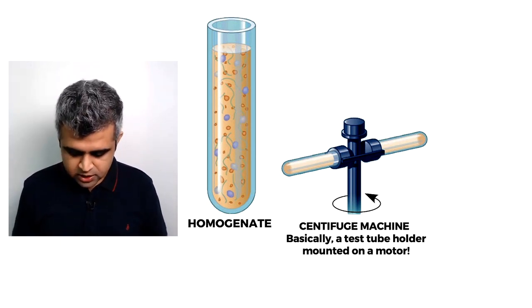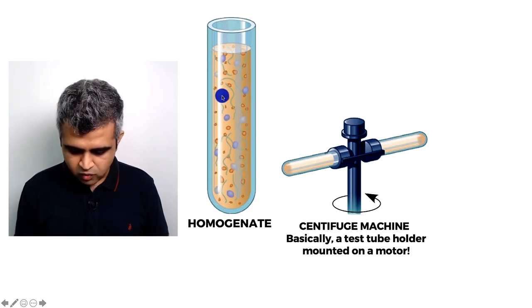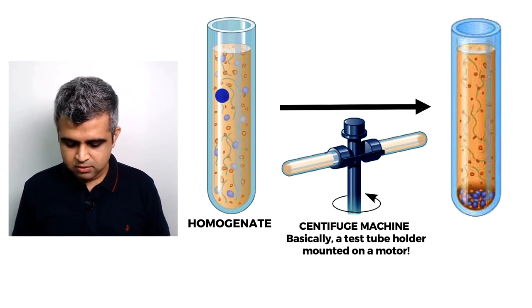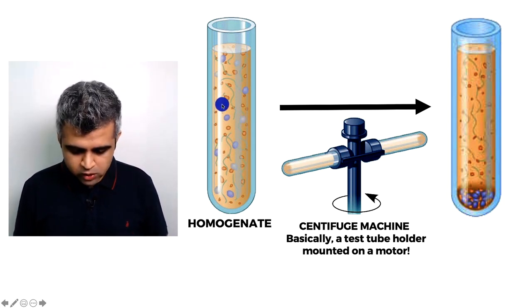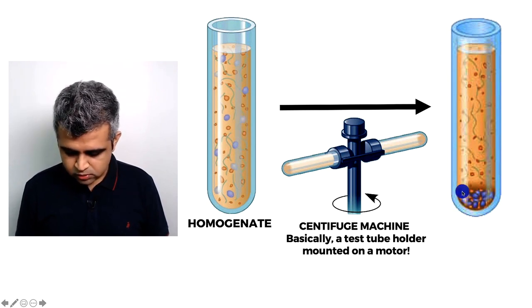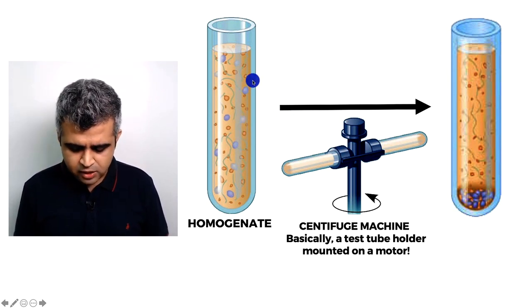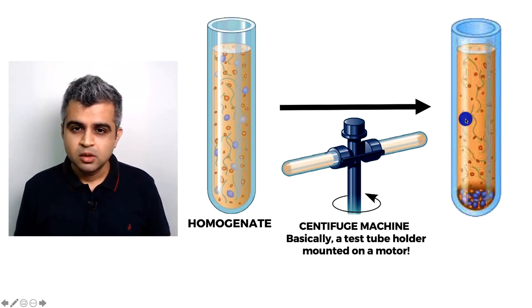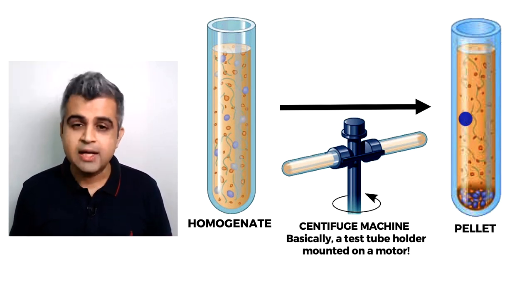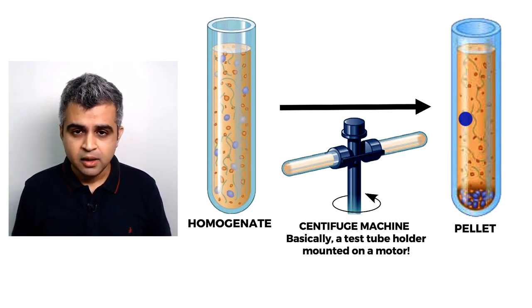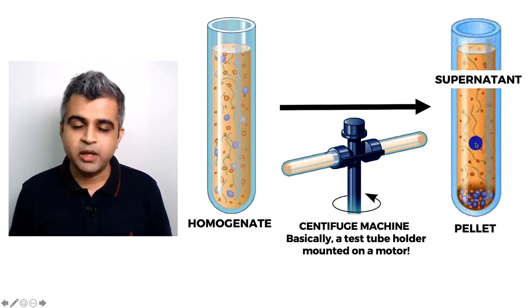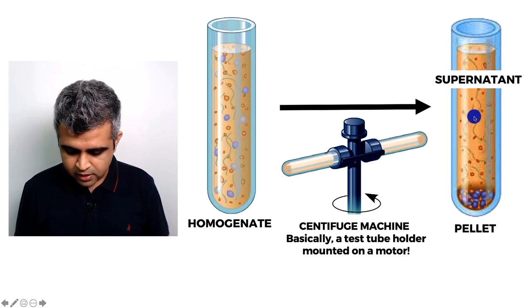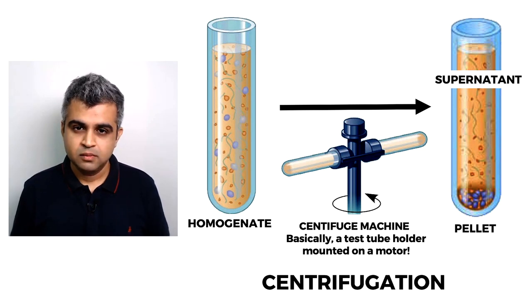So when you do that, this homogenate will actually look like this. The centrifugal force will act more on the heavier particles, which will settle down, whereas the lighter particles in the homogenate will remain at the top. What settles at the bottom is called a pellet, and whatever liquid remains up can be called the supernatant. So you have the pellet and you have the supernatant. This process is called centrifugation.